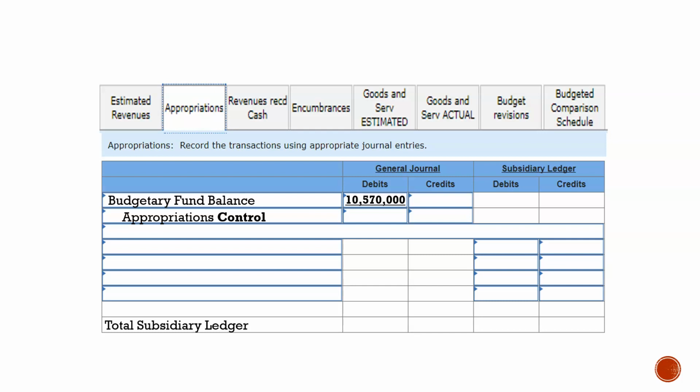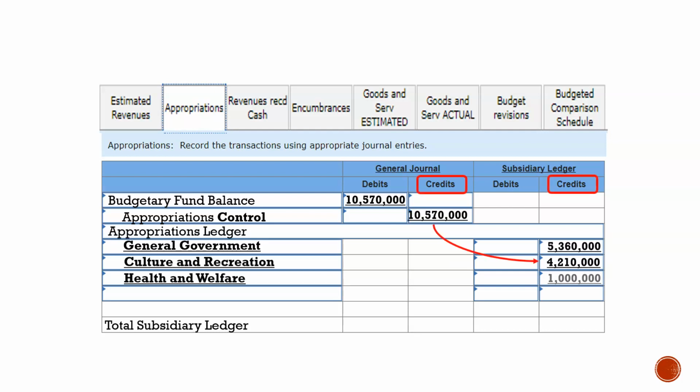Did we stay within our legally binding estimated appropriations or estimated revenues? So it's going to be the same amount. Again, here we will enter these into the subledger under each of their separate categories.